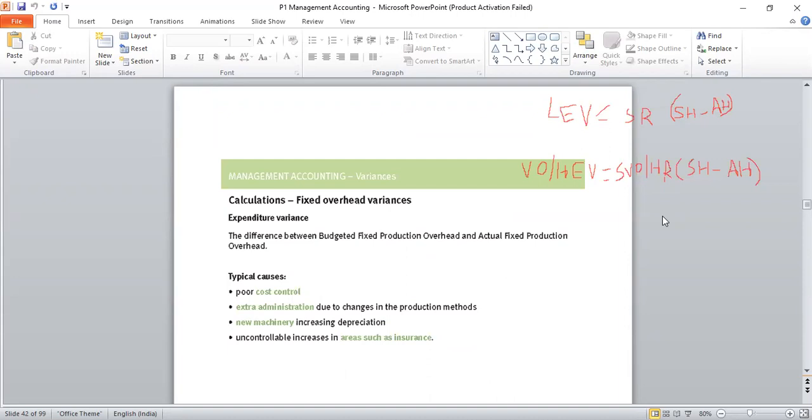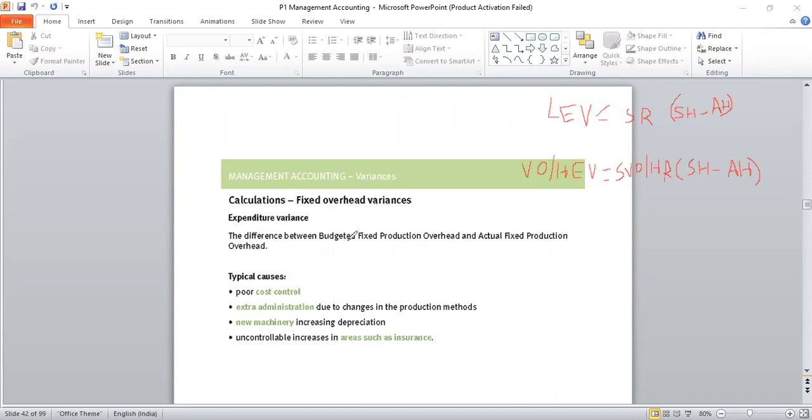Fixed overhead variance, the difference between budgeted fixed production overhead and actual fixed production overhead. See, this doesn't vary proportionately. That is how we started this class, by understanding the meaning of what is a fixed cost. Fixed cost does not vary proportionately. It would be the same. The total amount of fixed cost would always be the same.